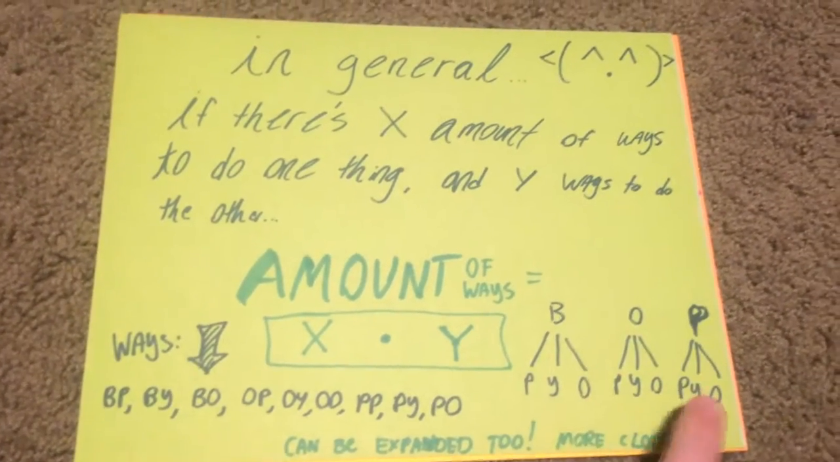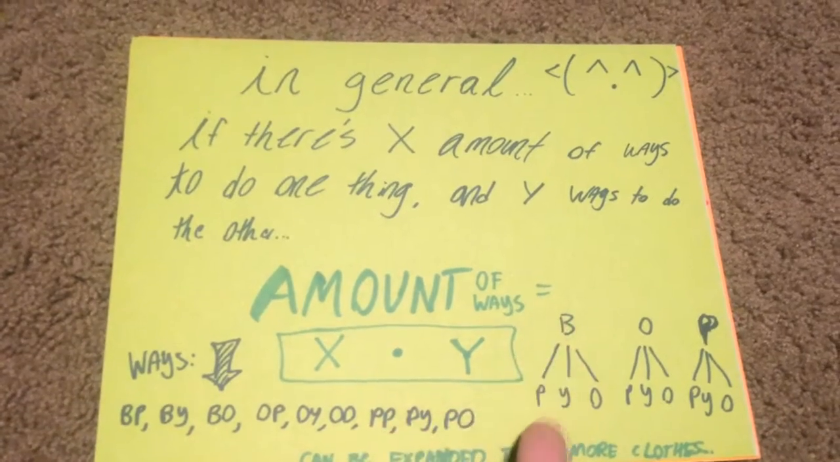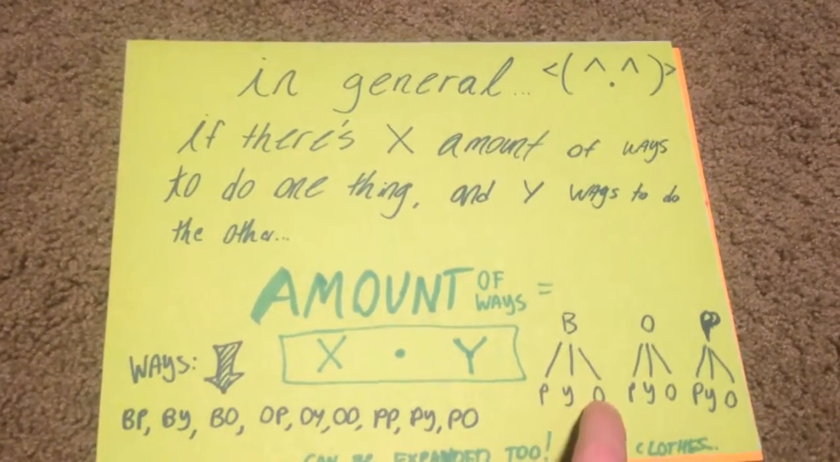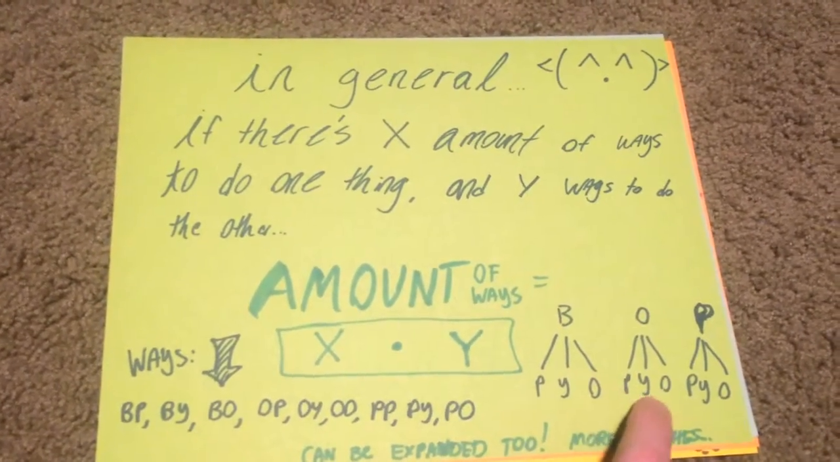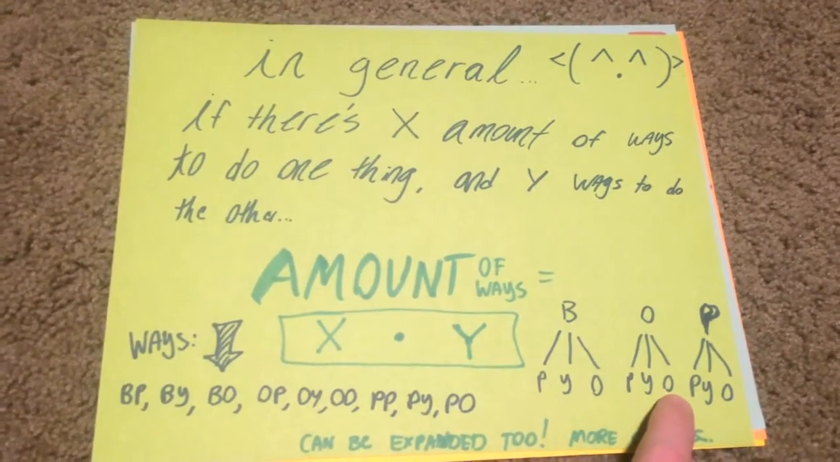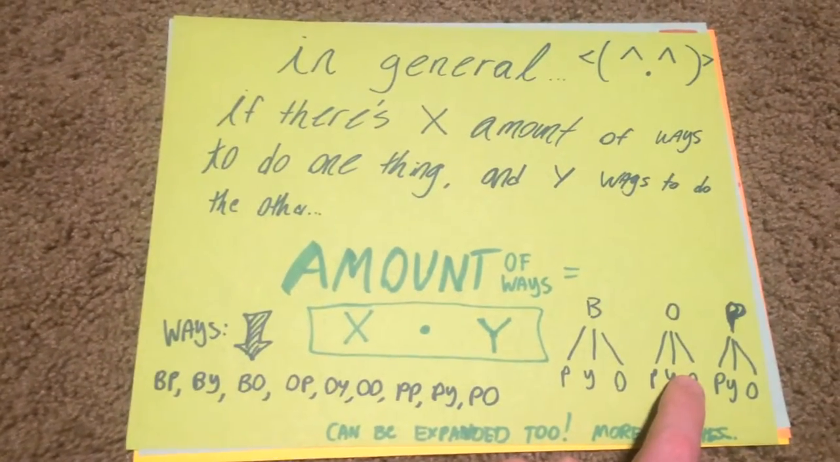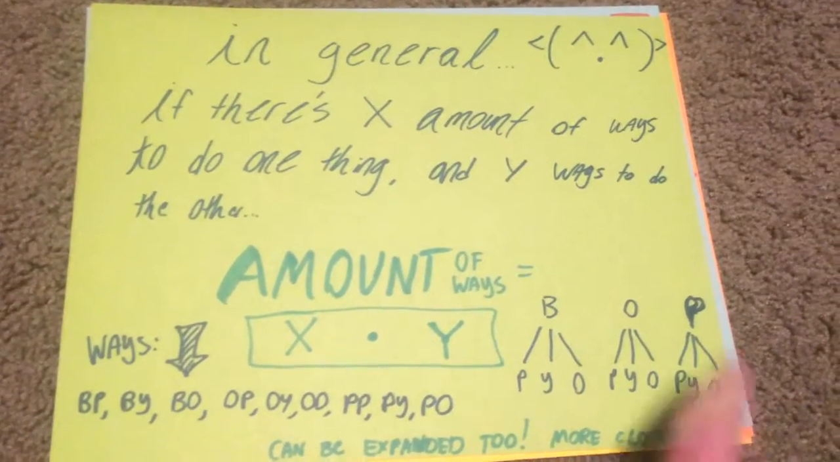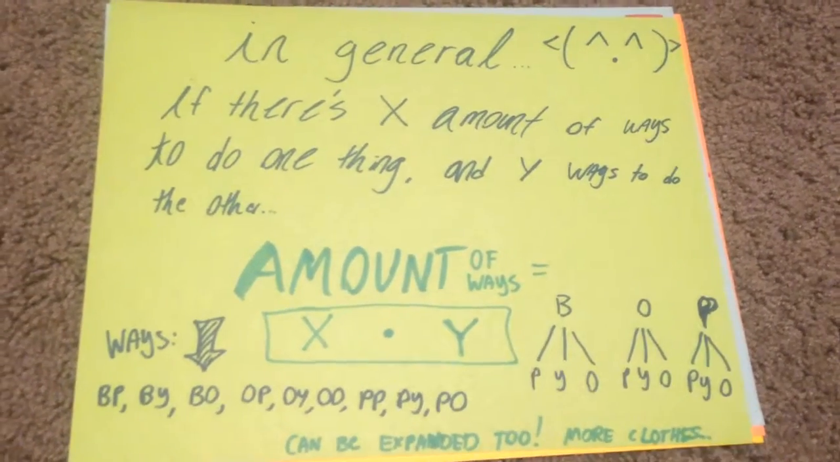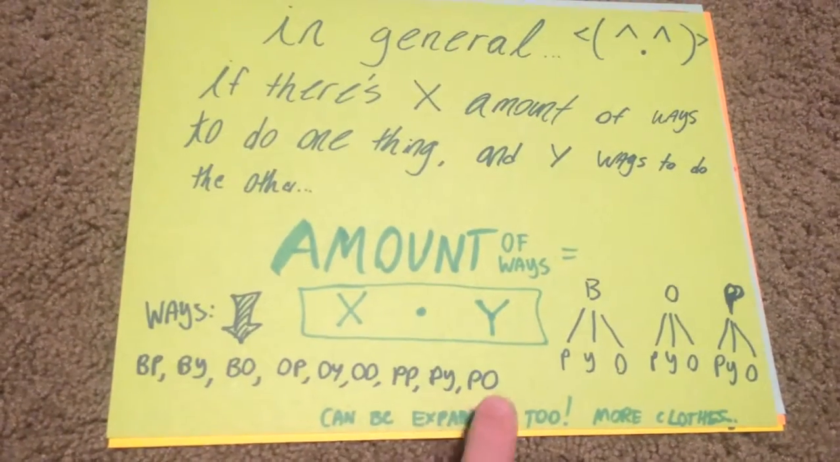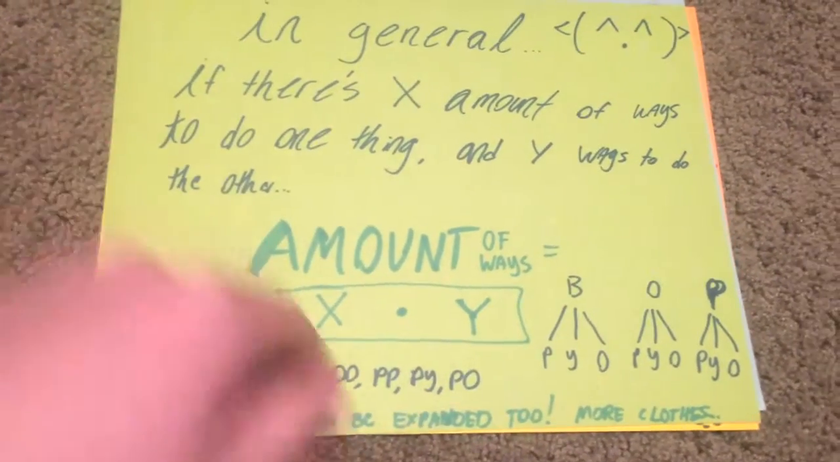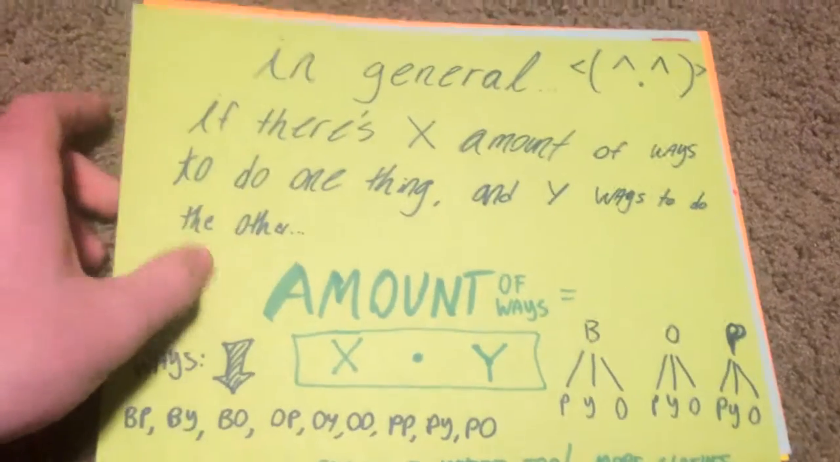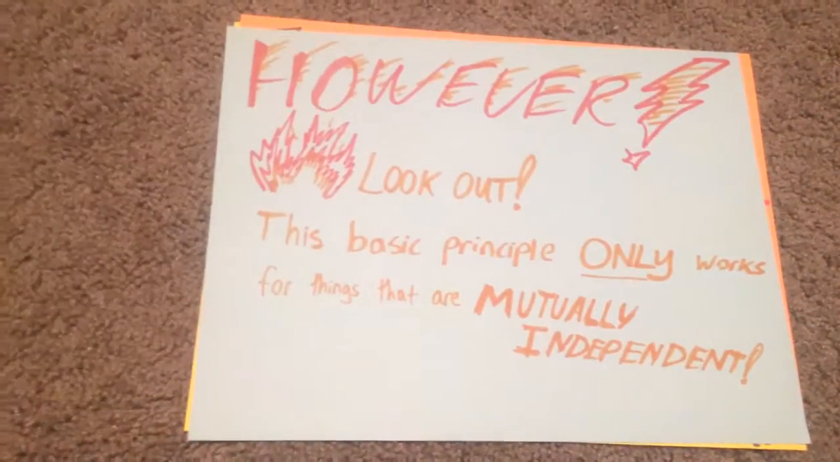I did a little tree diagram here, like from the first page. From blue, you can have blue and pink, blue, yellow, blue, orange. Orange, you can have orange, pink, orange, yellow, orange, and orange. And then from the purple, you can have purple and pink, purple and yellow, purple and orange. And I listed those there, and of course there's 9 ways. And yep, it can be expanded too, more clothes, more fashion statements, stuff like that.